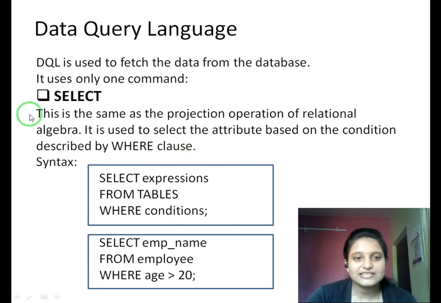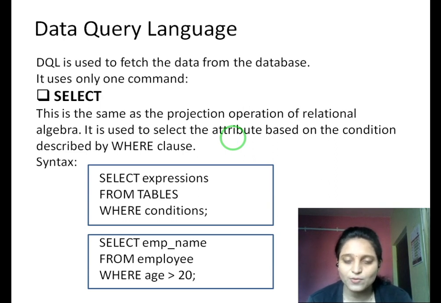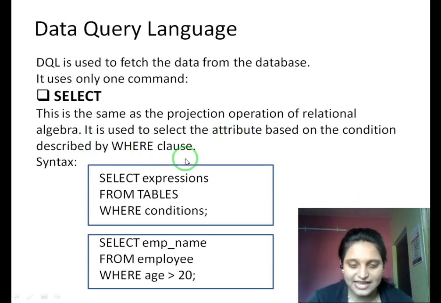Select is the same as the projection operation in relational algebra. We already discussed the relational algebra commands. In a similar way, the projection operation in relational algebra is similar to the select query. So how do we use a select query? See here, the syntax. Select is a keyword, then expression from the table. Expression means what you want to select from that table, the attribute name. So select expression from the table where condition.